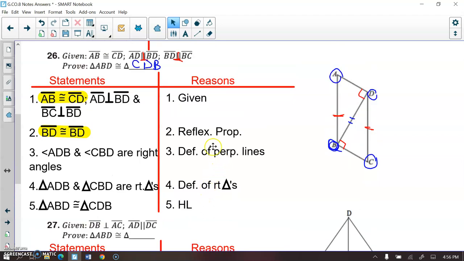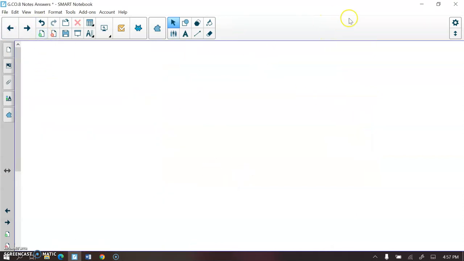Now, I am going to make it clear to you guys that just because we're dealing with right triangles does not necessarily mean that we are going to use HL. In this situation, yes, we did use HL. However, there are situations where we wouldn't use HL.